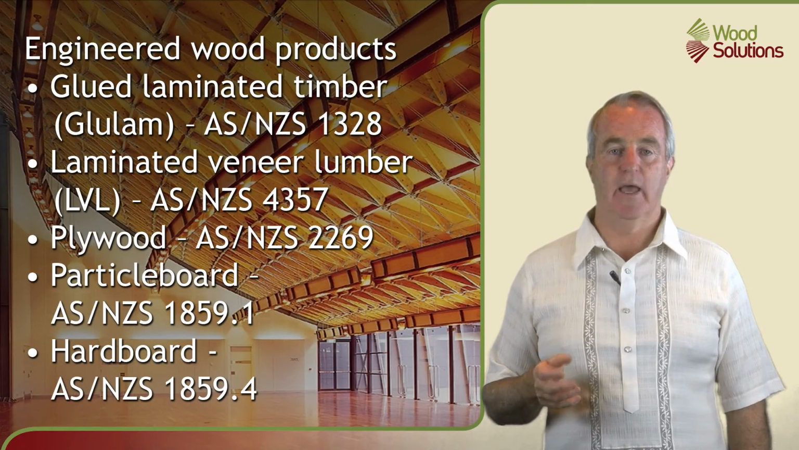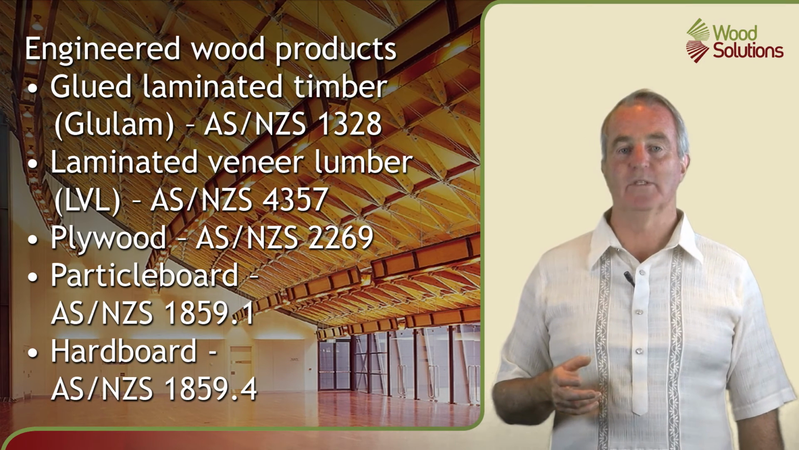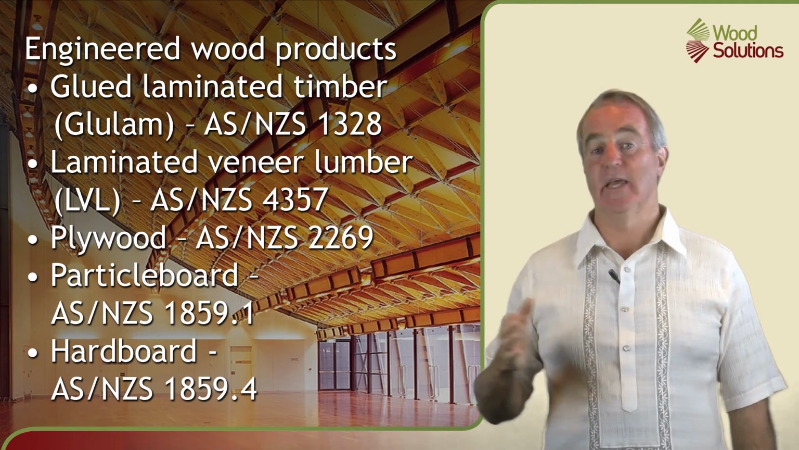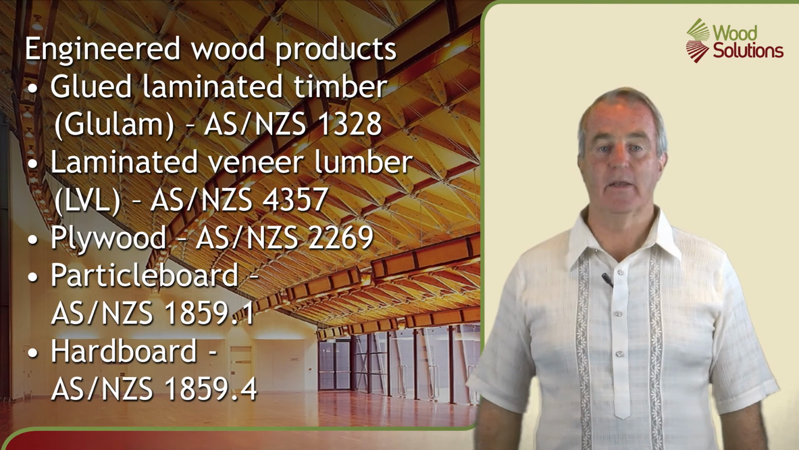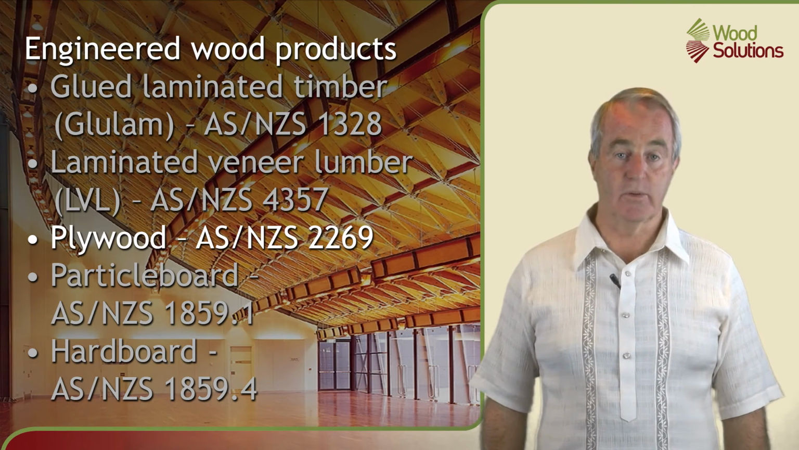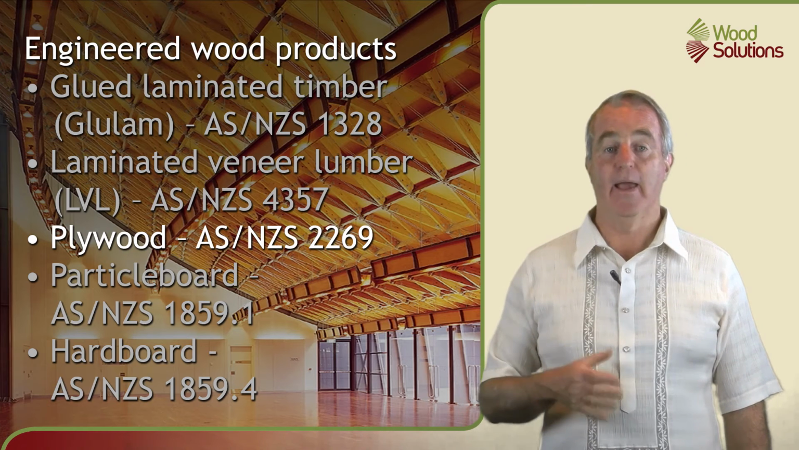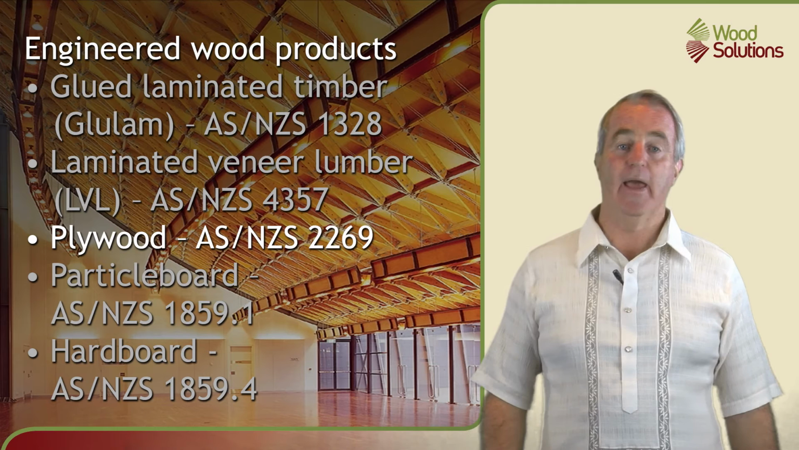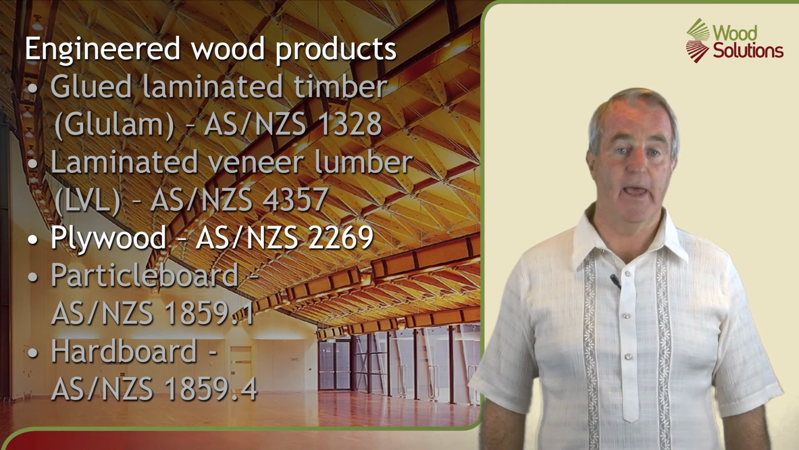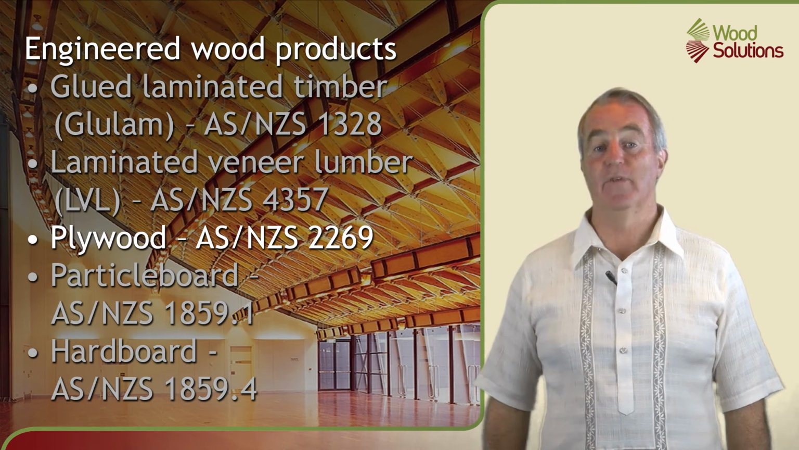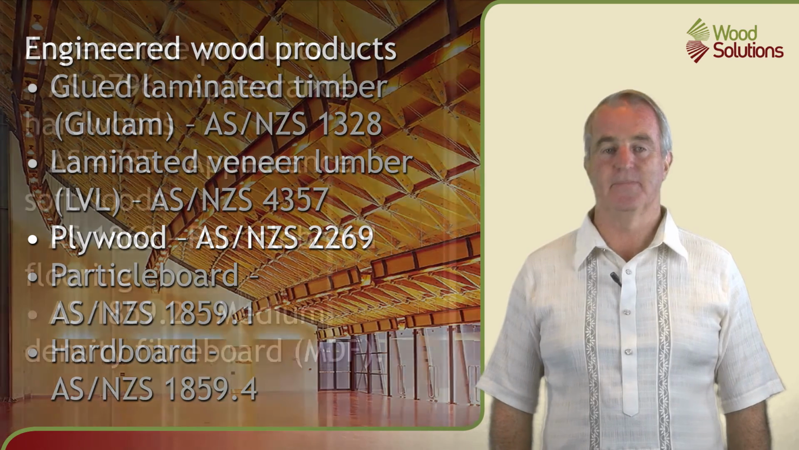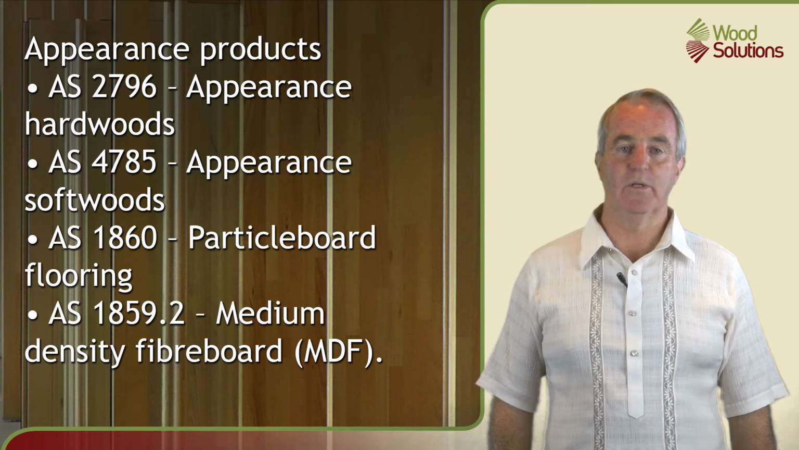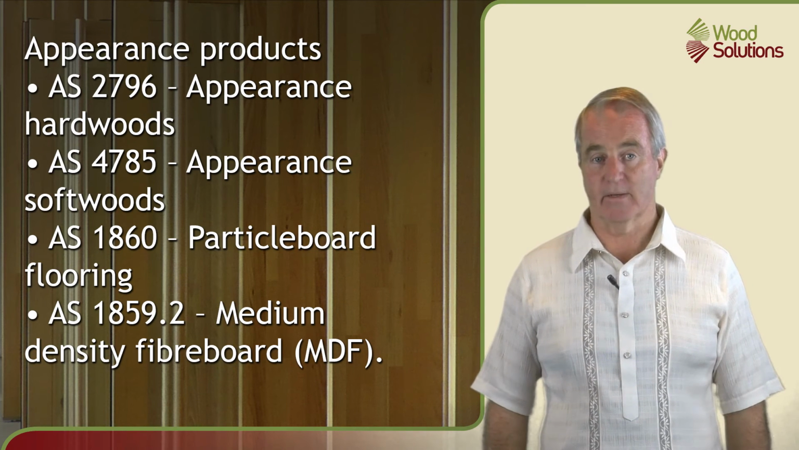Individual standards and groups of standards cover the performance of engineered wood products. AS NZS 2269 covers the specification of structural plywood products. AS 2271 covers marine plywood. And AS NZS 2098 covers methods for test for veneer and plywood. There are also standards for appearance hardwoods, softwoods and fibreboard products.